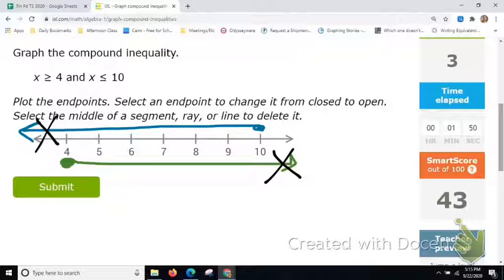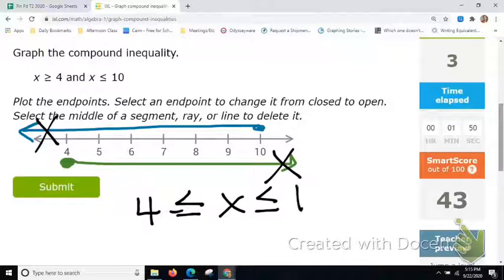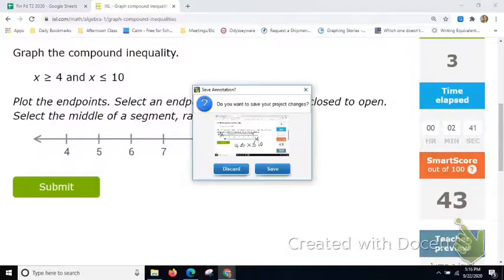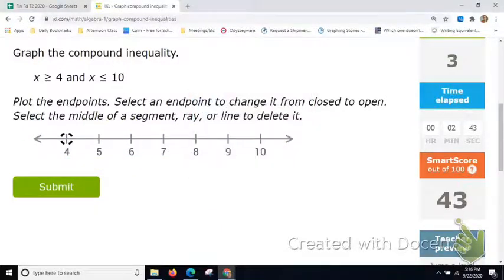So this is just another way to say that 4 is less than or equal to X, which is less than or equal to 10. That X is between 4 and 10. So and is still going to be between the two numbers.